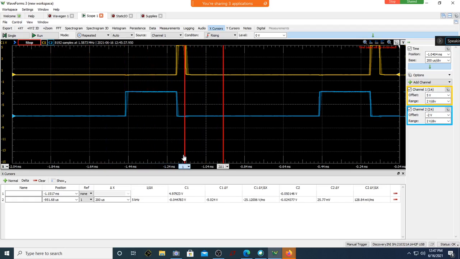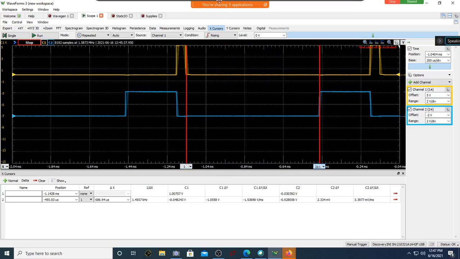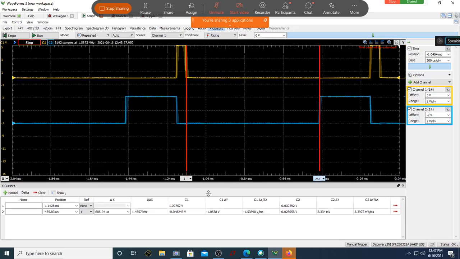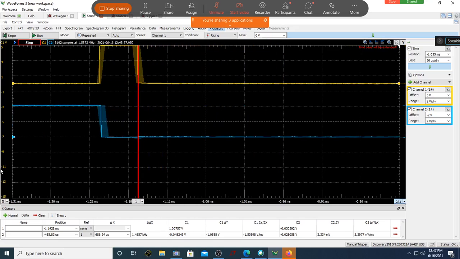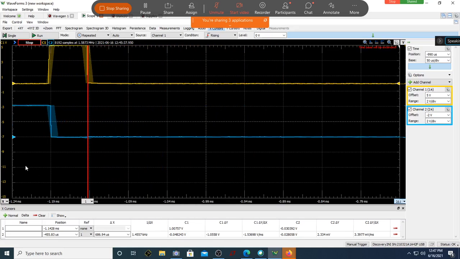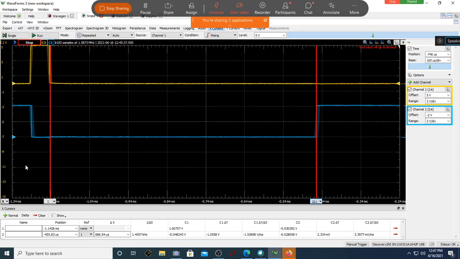Shall I keep it from here till this point? Yes, sir. This is my conversion time. Can you see the conversion time is almost 68 microsecond? Suppose I slightly zoom it and try to properly measure it. Is it somewhere close to 68 microsecond? Correct? Yes, sir. So this is how you measure the conversion time.